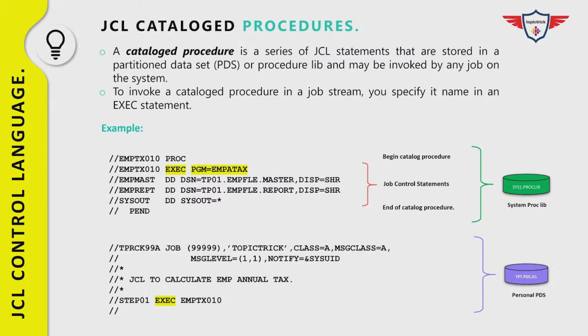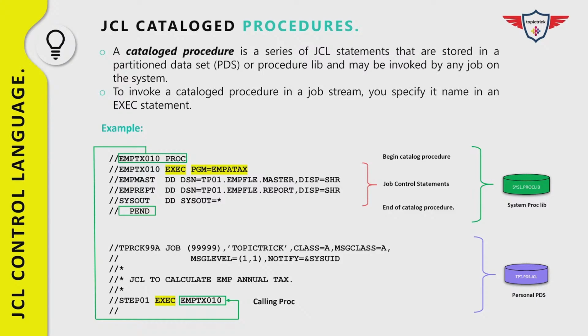Now let's focus on the example. The following example has two sections. The top section is a catalog procedure and the bottom section is a sample JCL that invokes this catalog procedure, which is stored as a part of a PDS member. The catalog procedure again starts with a PROC and ends with a PEND statement. All the statements included between the PROC and PEND statements are treated as proc statements, and they can only be executed when the proc is invoked with the help of a JCL.